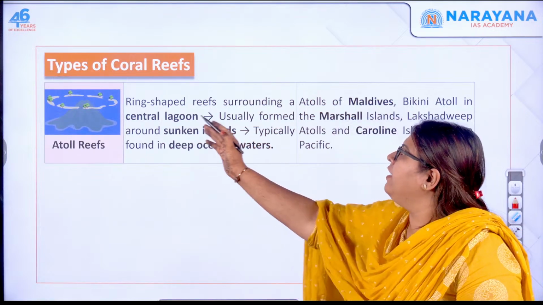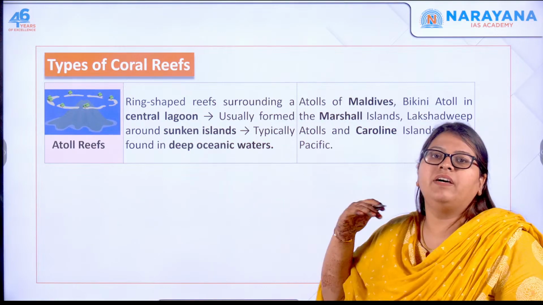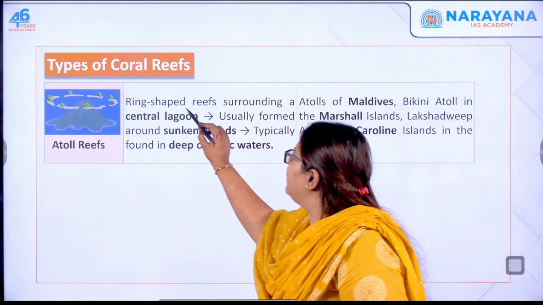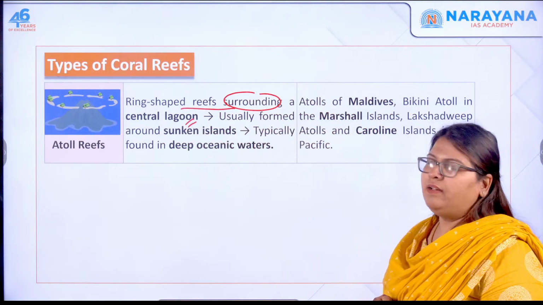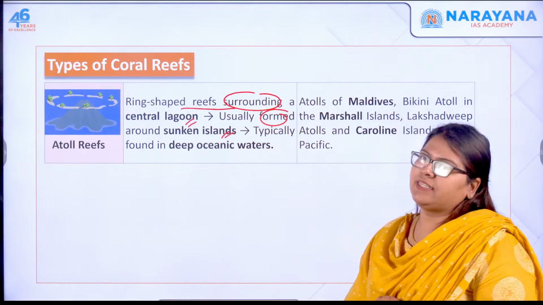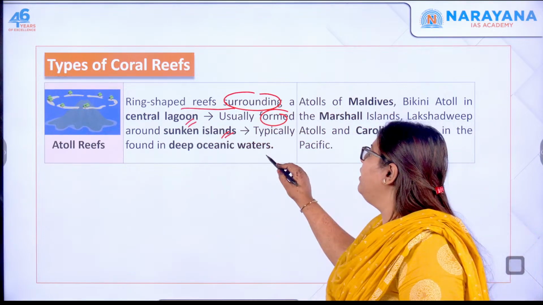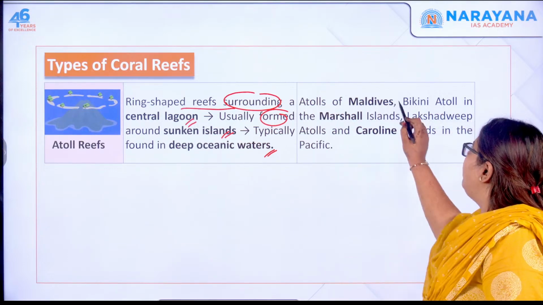Atoll reefs are ring-shaped structures. These mostly surround a submerged land. So atolls are ring-shaped reefs surrounding a central lagoon, if you see in the picture, and this is formed around sunken islands, and these are majorly found in the deep oceanic waters. Examples are atolls of Maldives.